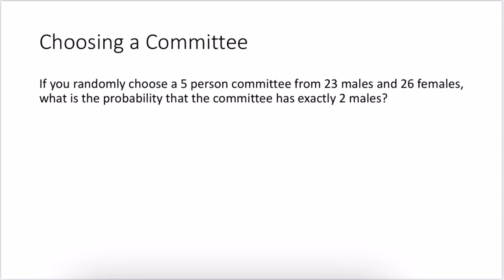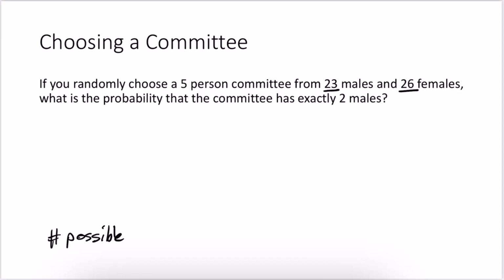Okay, so on this one, we're randomly choosing a 5-person committee from 23 males and 26 females, and we want to find the probability that the committee has exactly 2 males. So the first thing I'm going to do is figure out the number of possible committees. The number of possible committees total is going to be the total number of people that I have. So if I have 23 males and 26 females, the total is 49 people.